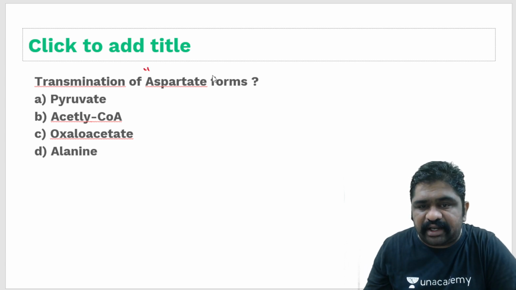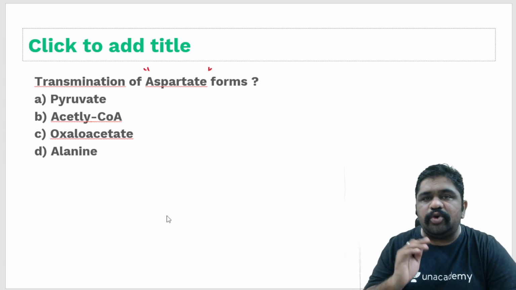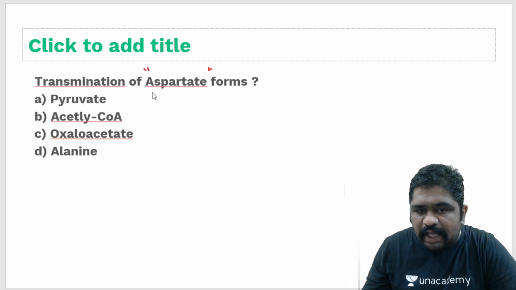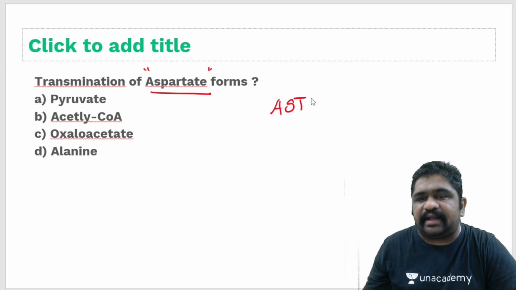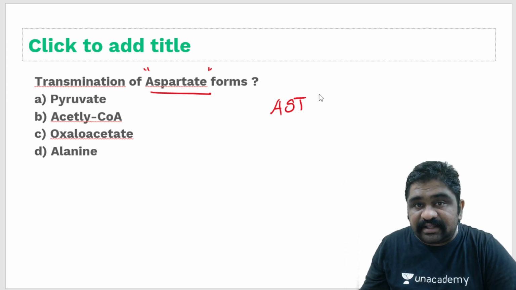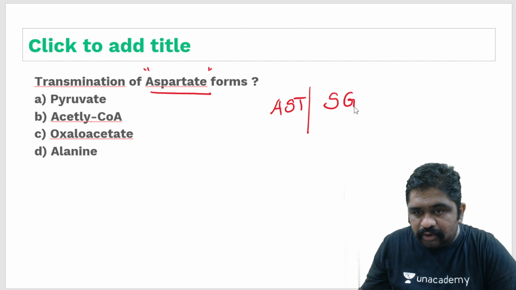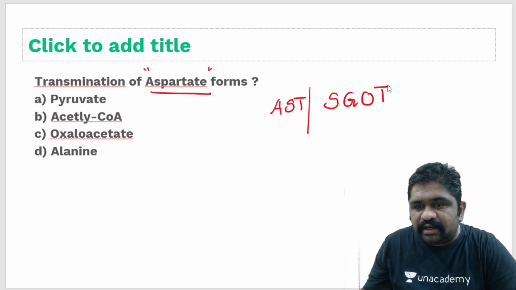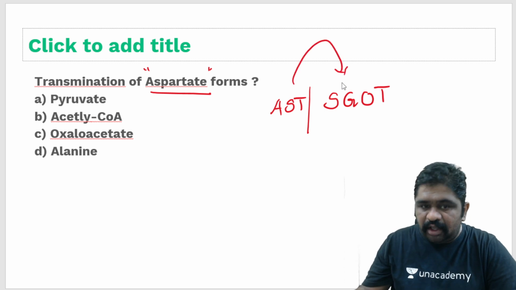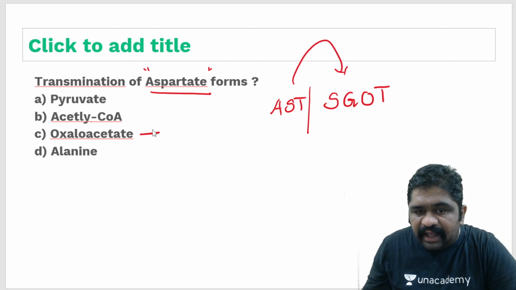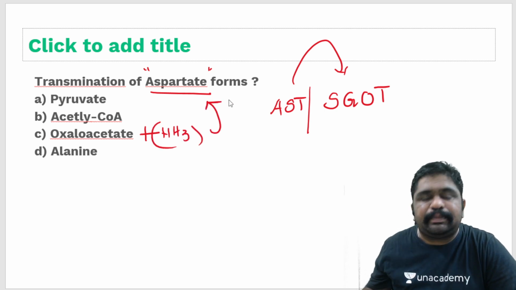Transamination of aspartate forms what? Now you have to understand, transamination of aspartate involves aspartate transaminase. Do you know the other name of aspartate transaminase? It is serum glutamate oxaloacetate transferase. Why is it also called oxaloacetate transferase? Because when I add an amino group to the oxaloacetate, I have aspartate.